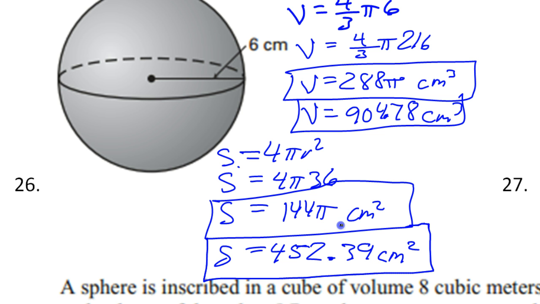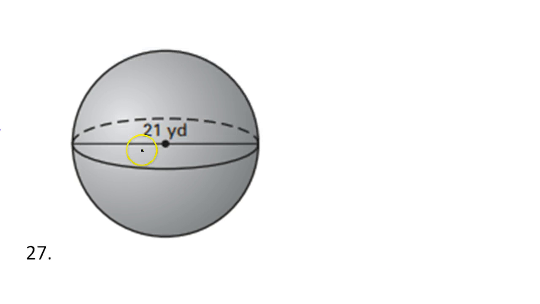All right, so that's number 26. For number 27, the radius. Got to be careful because 21 is the diameter, so that means the radius is 10.5, not 11.5. Woo! Thank you. I would have made the whole video wrong.